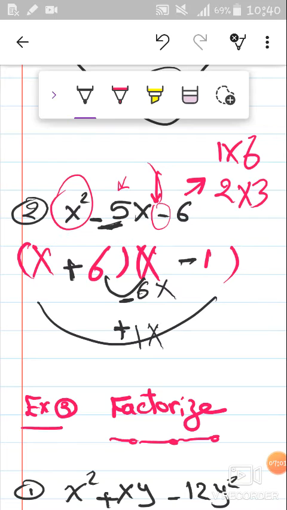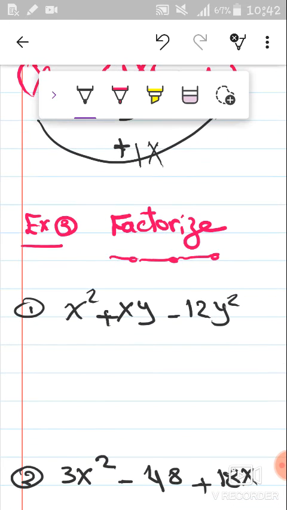Okay, by checking my answer, x times x is x squared, 6 times negative 1 is negative 6. So the two brackets are x minus 6 and x plus 1. x times x is equal to x squared. Negative 6 times 1 is equal to negative 6. The product of means is negative 6x. The product of extremes is 1x. The sum of them is negative 5x.